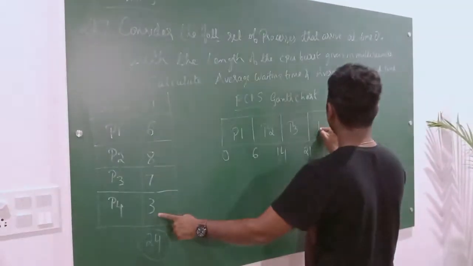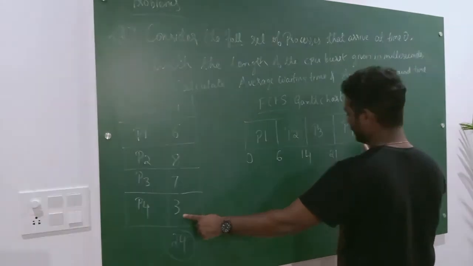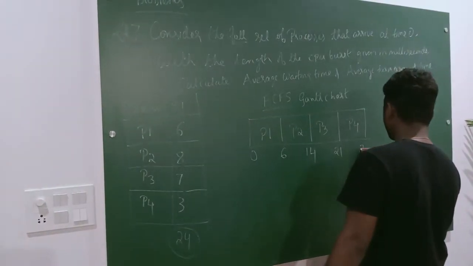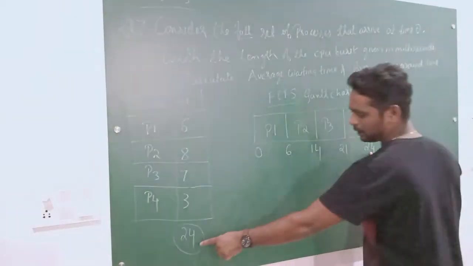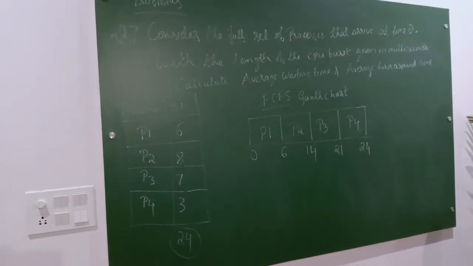Next process is which one here? P4. How much time it needs? 3 seconds. So 21 plus 3 is how much? 24. See, at the end it should be same. That's it. So that's it about your FCFS.